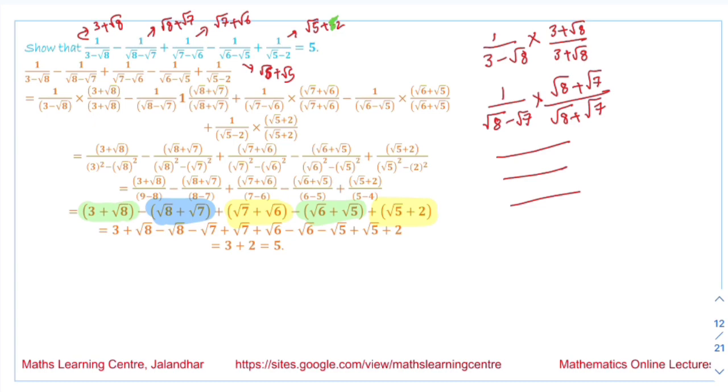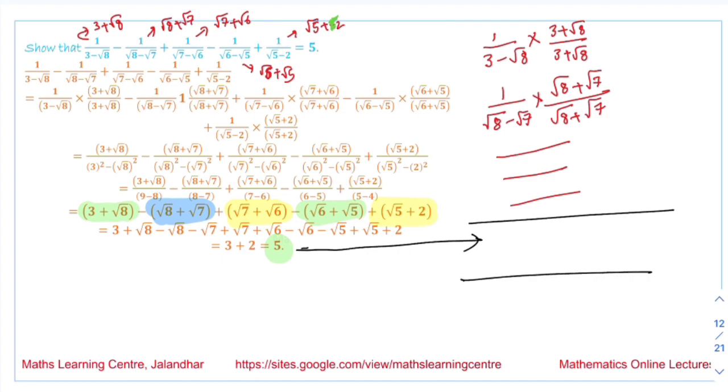And when you substitute these values over here, the final answer that you will get is equal to 5. This is the final answer that you will get after solving these values. So you can try this question on your own and see whether your answer comes out to be 5 or not.